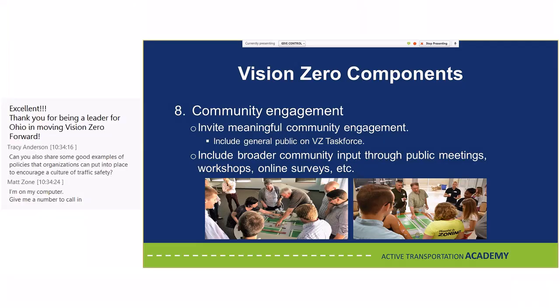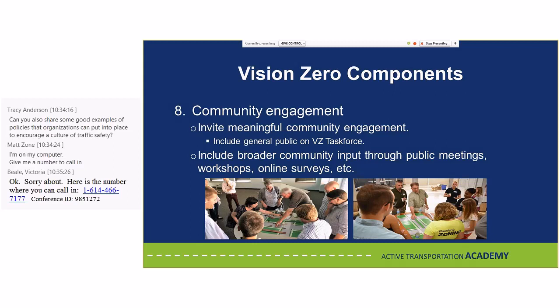As mentioned in Cleveland, getting stakeholders, committees, and the public involved in this effort is really essential. So you really want meaningful community engagement to get meaningful results. That includes the general public on the task force and on committees, and getting broader community input through public meetings, workshops, online surveys, etc., is really important to being effective in our Vision Zero efforts.